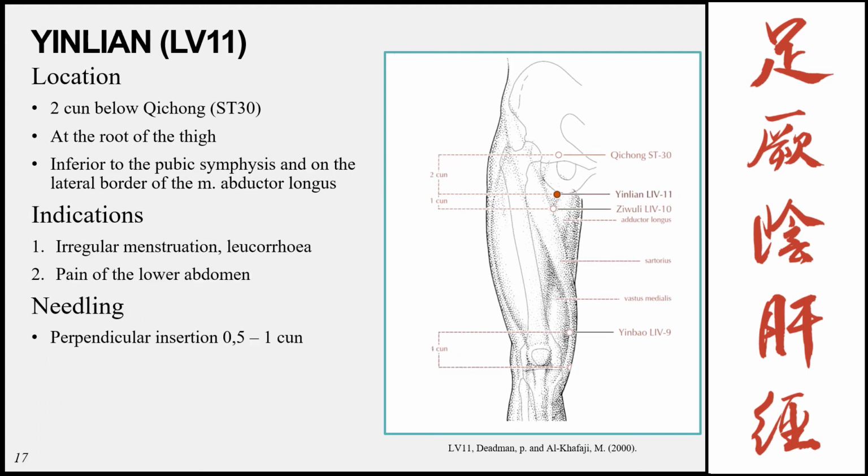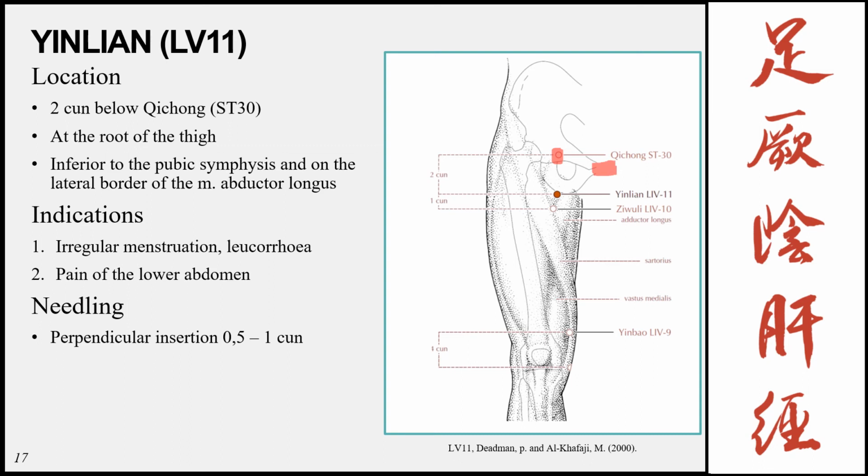The next point is YINLIAN, liver 11. This point is 2 tsun below Chi Chong, stomach 30, up here. We're now 2 tsun instead of 3 tsun. It's also at the root of the thigh. So what this means is just this part of the thigh, the root. And it's inferior to the pubic symphysis over here and on the lateral border of the abductor longus muscle.